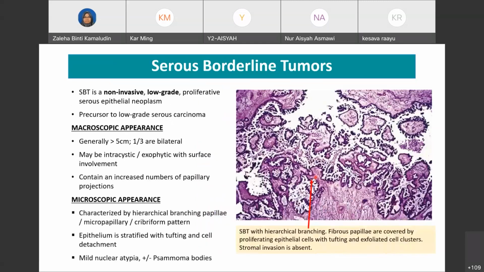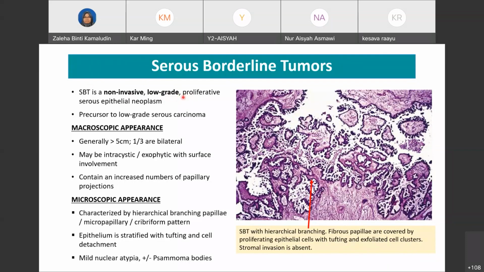Next is the serous borderline tumor. This is quite difficult to see under the microscope, but theoretically you should know at least superficially about this tumor. The serous borderline tumor is non-invasive, which is why we call it borderline. If it has invasion, then we call it a serous carcinoma. It is non-invasive, however it has low-grade nuclear features.